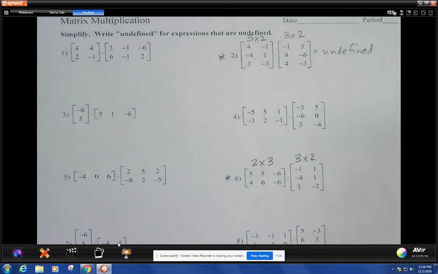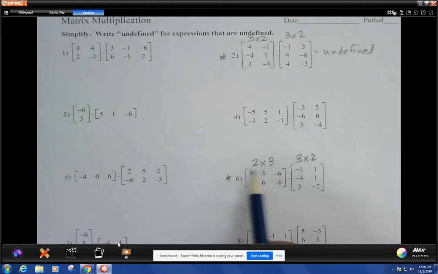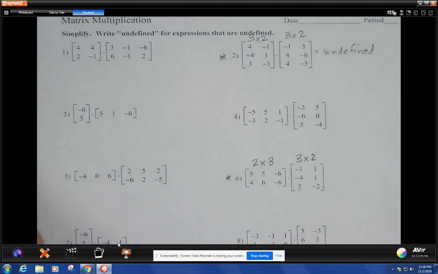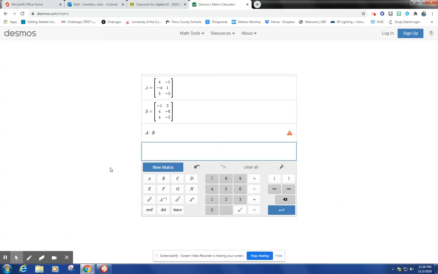Now all convention would tell us, well, we can't really multiply that because that's totally different. I guess it's kind of opposite, right? Because you got a 2 by 3 and here you got a 3 by 2. Well, again, let's give it a try. Let's see what happens. So we go back over to the matrix calculator again.